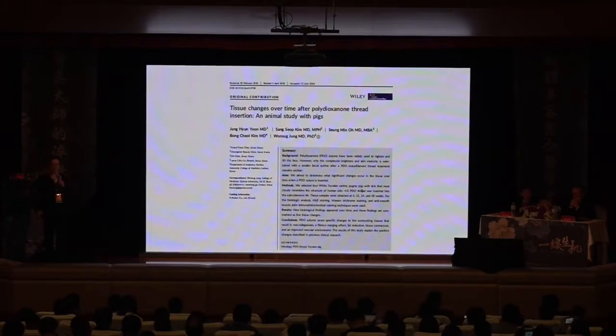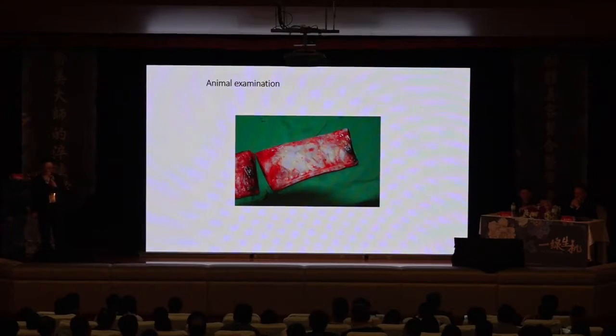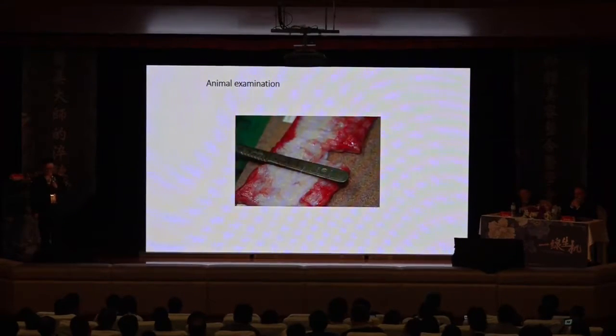We just published these articles. We studied for 1 year. Yucatan pig, very expensive, very expensive. We fed 4 pigs and got the tissues. This is the thread. At the time, the pathologist made over 1,500 slides, but we got a small number of useful slides.